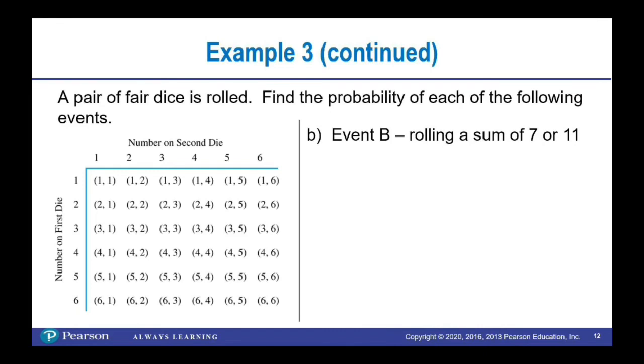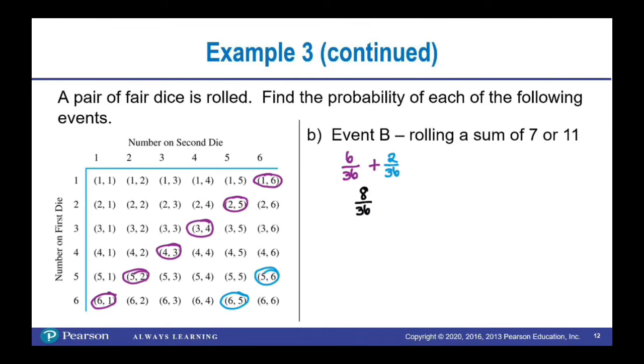Circle all the pairs that have a sum of 7. There are 6 of them out of 36 total pairs. Now circle all the pairs that have a sum of 11. There are 2 of them, so our probability is 2 out of 36. The denominators match, so add your numerators. We get 8 out of 36. And always simplify your fractions. 4 goes into 8 2 times, and 4 goes into 36 9 times.